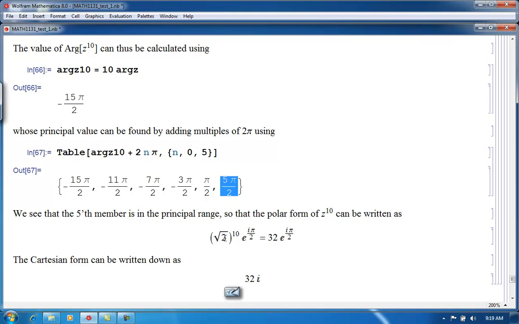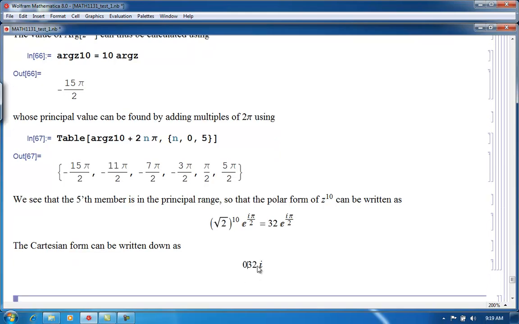So the complex number expressed in polar form is root 2 to the power 10, which is 32, e to the i pi over 2. And the Cartesian form, well, e to the i pi over 2 is just i, so the Cartesian form is just 0 plus, maybe we should put that in, 0 plus 32i. So that's the solution to that problem.